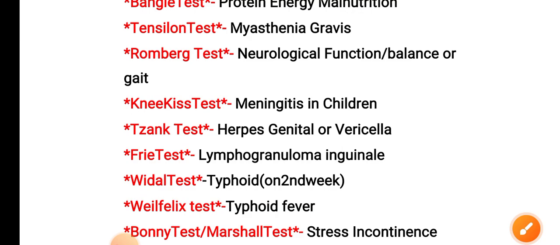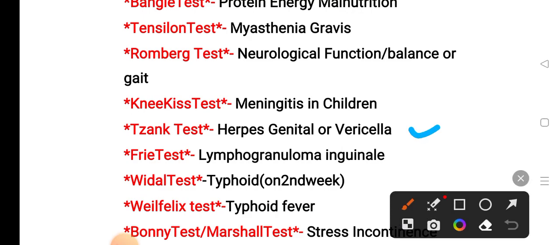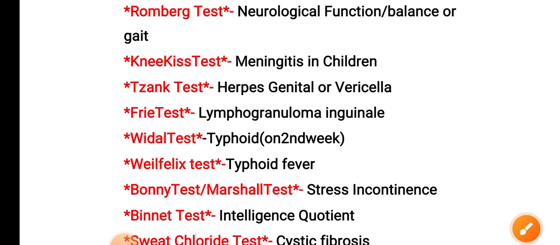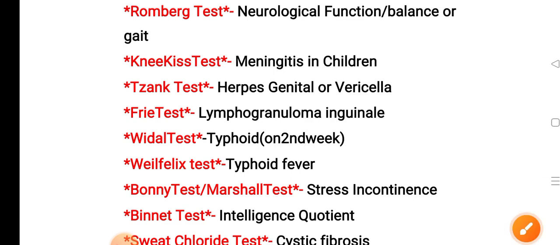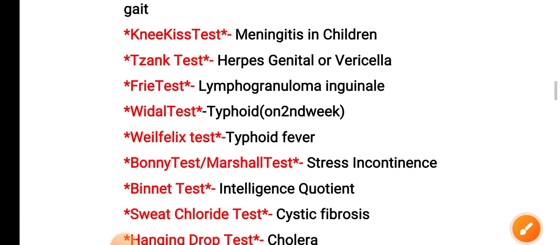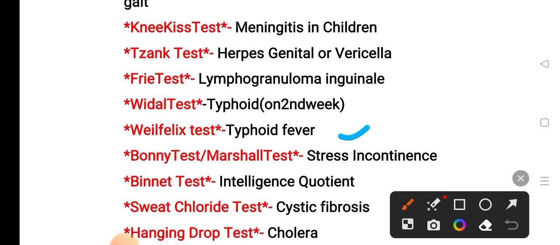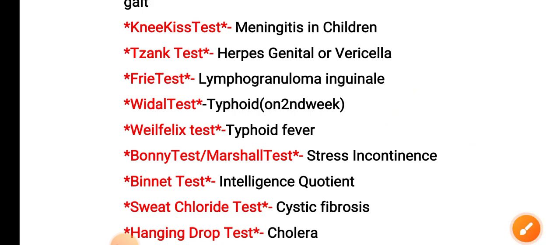Tzanck test is done for herpes genital or varicella. Frei test is done for lymphogranuloma inguinale. Widal test is done for typhoid on the second week. Weil-Felix test is done for typhus fever. Boni test or Marshall test is done for stress incontinence.